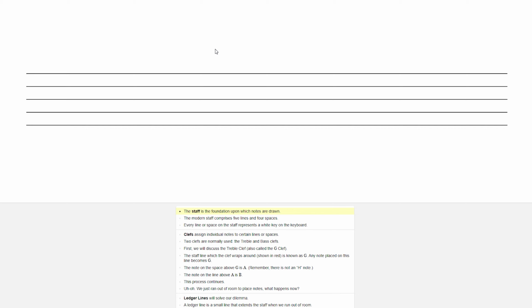Hello, today we are going to be talking about Music Theory 101: the staff, clefs, ledger lines, and note durations, and the types of notes. Let's start with the staff.